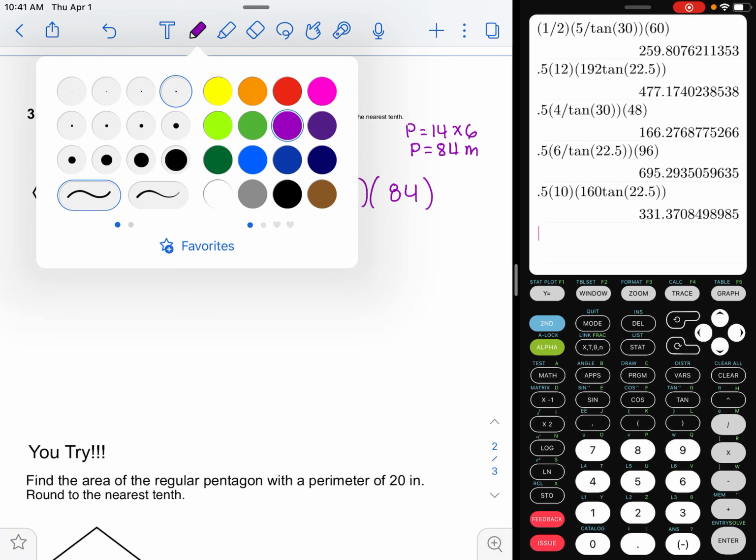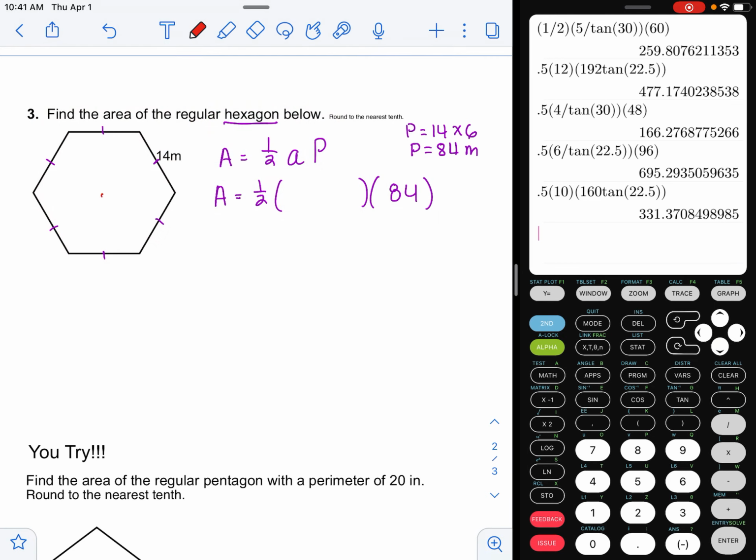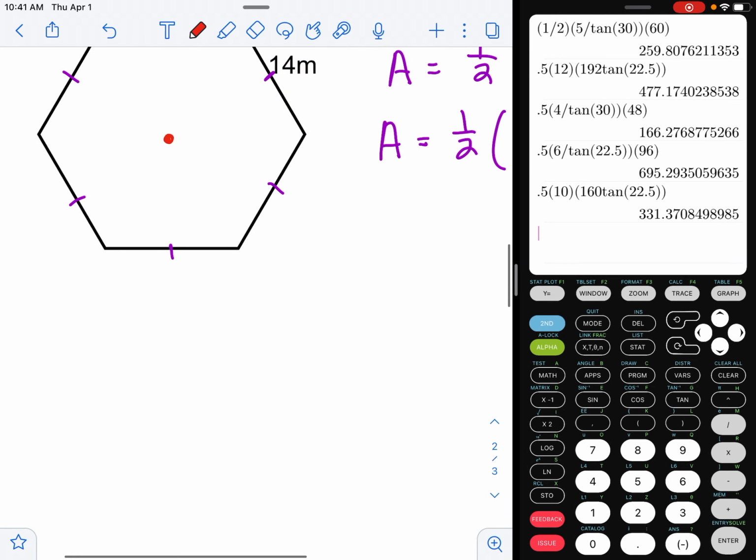Okay, so now I need to find the apothem. So I need to draw it in. So draw in the apothem. There's the center. Straight down is the apothem. I do not know it, so that's going to be A.